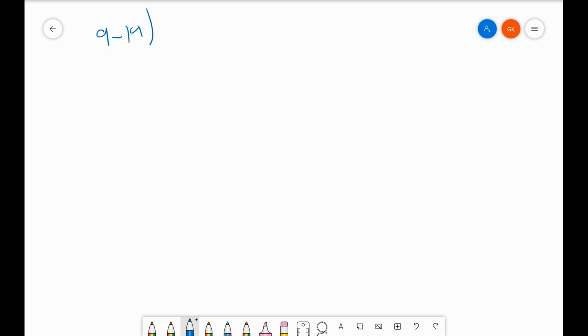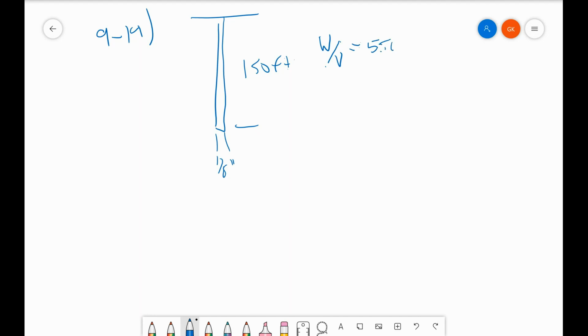Okay, a lot going on there, but we have a wire that's 150 feet long, which is suspended from the ceiling. It's 1/8 inch in diameter, not very big. We also get a unit weight. So weight per volume is equal to 550 pounds per foot cubed.